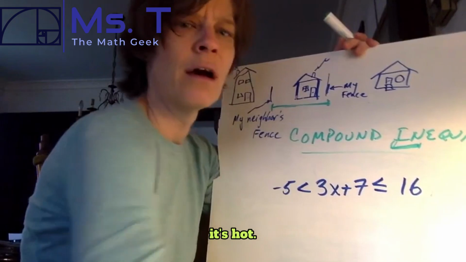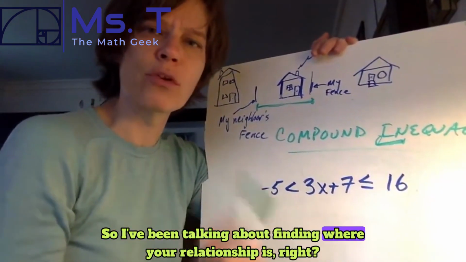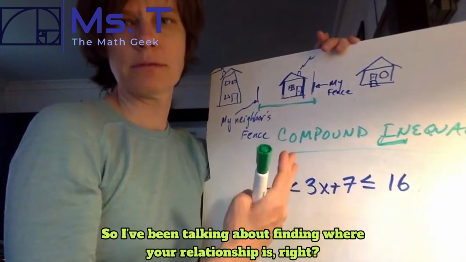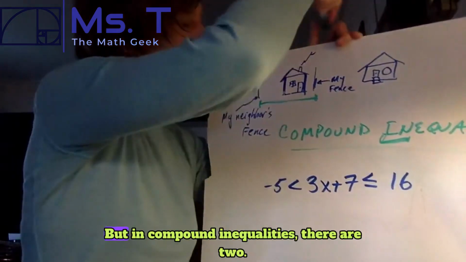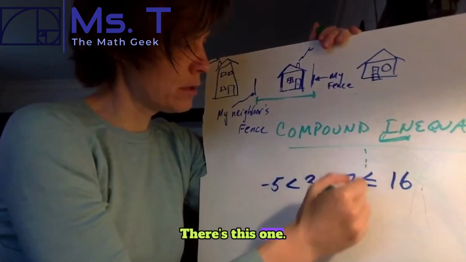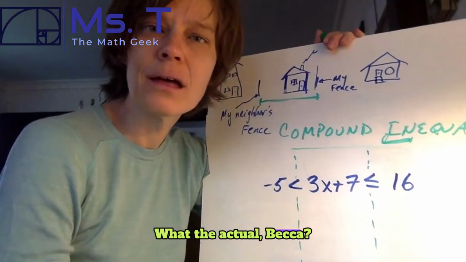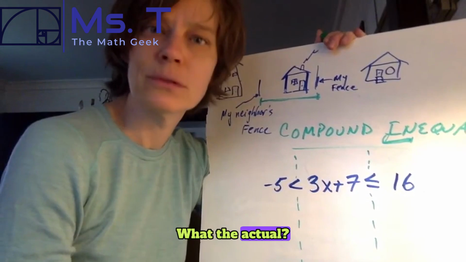Oh, it's hot. So I've been talking about finding where your relationship is, right? And there's been one. But in compound inequalities, there are 2. There's this one, right? And there's this one.